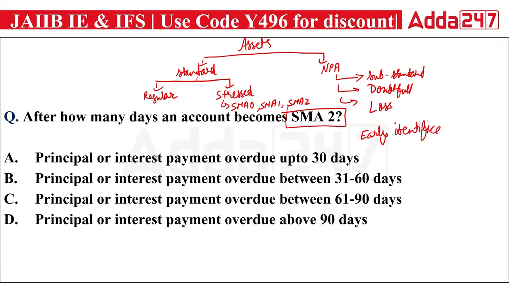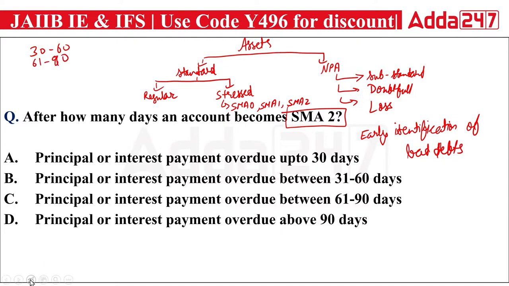It helps us in the early identification of bad debt, because if a customer stops paying the installment, you can identify that these are the accounts which might be converting into bad debts. Bad debt means the customer not repaying the loan. So after how many days does an account become a special mention account? There are three accounts. First is 30 to 60 days. Second one is 61 to 90.